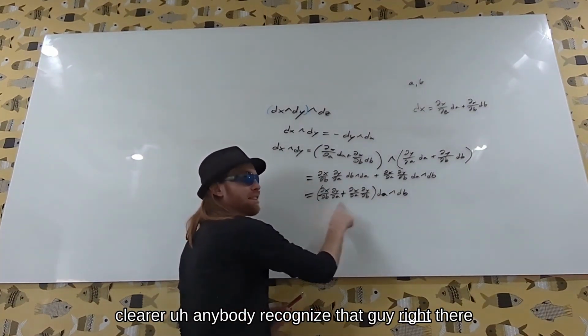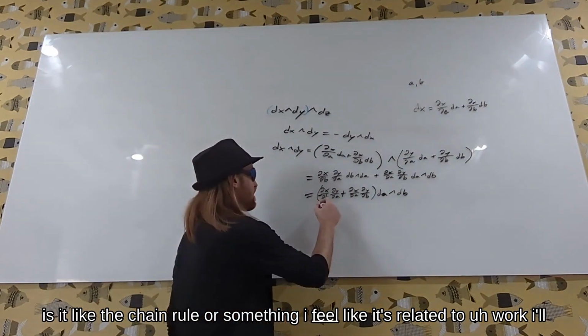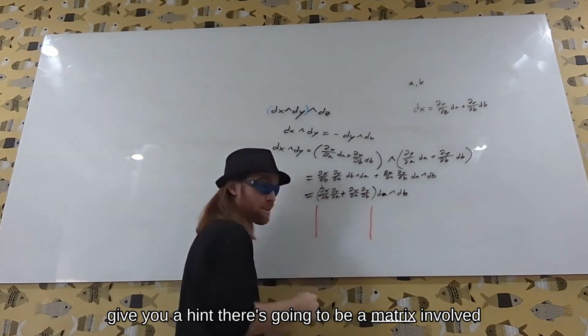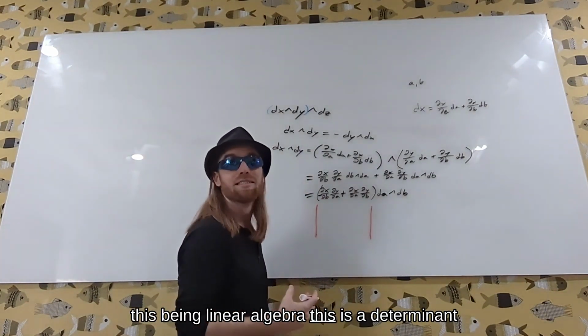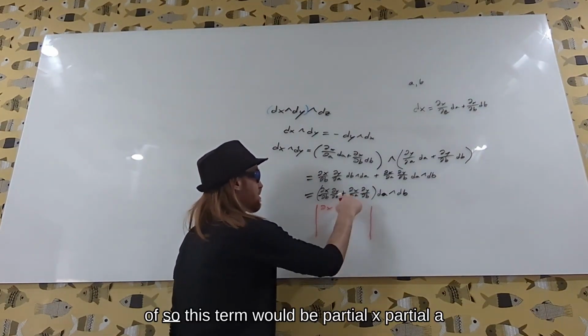Anybody recognize that guy right there? Is it like the chain rule or something? I feel like it's related to torque. I'll give you a hint. There's going to be a matrix involved, this being linear algebra. This is a determinant of, so this term would be Jacobi.